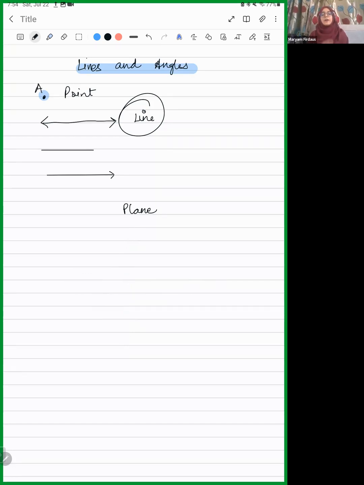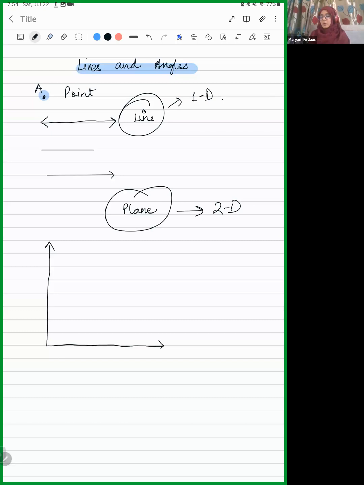Now there is something called a plane, which is two dimensional. A line is one dimensional, and a plane is two dimensional. What does that mean? Two dimensional means you can move in both directions. Like we spoke about the Cartesian plane when we were doing the third chapter, coordinate geometry. Here we have a plane. You are allowed to move in the horizontal direction, and you are allowed to move in the vertical direction also.